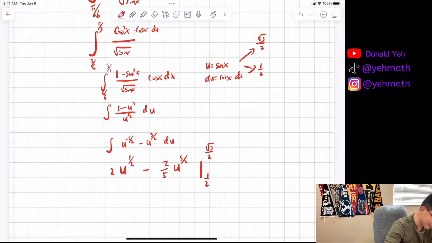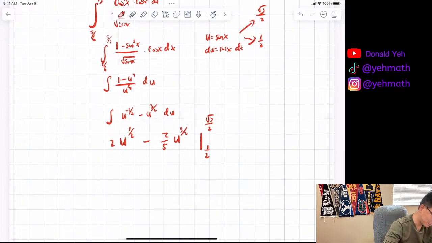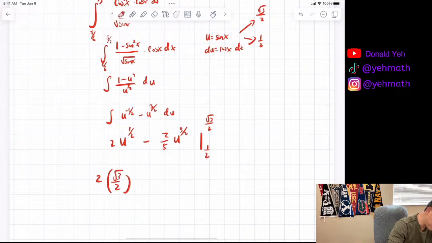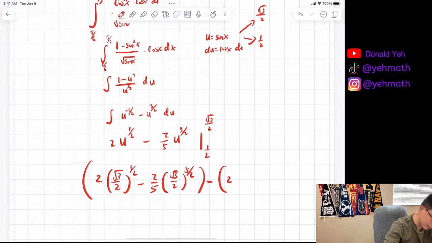What's sine of pi over 6? That's like square root 3 over 2. So it'd be 2 times square root 3 over 2 to the 1/2, minus 2 over 5 times square root 3 over 2 to the 5 over 2, minus 2 times the square root, and then minus 2 over 5 times 1/2 to the 5 over 2 power.